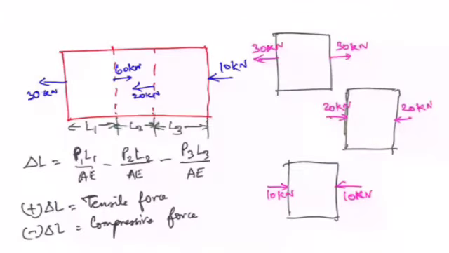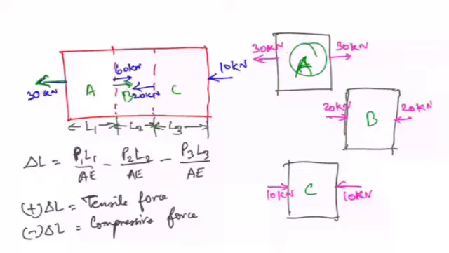Now we'll see another problem in the concept of principle of superposition. So I have taken three sections here with different loads. Let's draw this section separately. This is section A, this is section B, and this is section C. Section A is experiencing 30 kilonewton outward force here, so the other end of this section A also will experience 30 kilonewton outward force, which is shown here separately in the free body diagram.